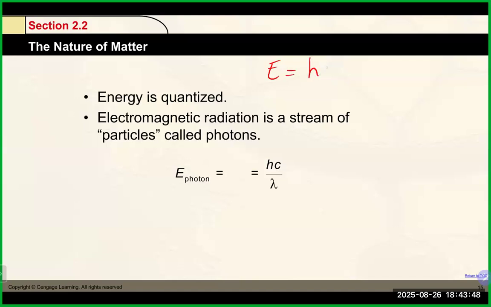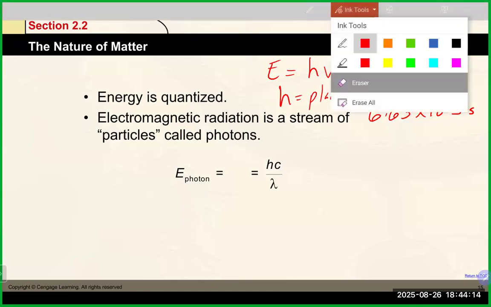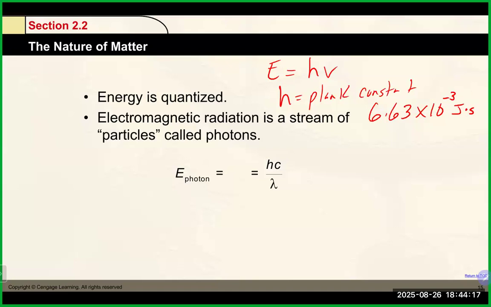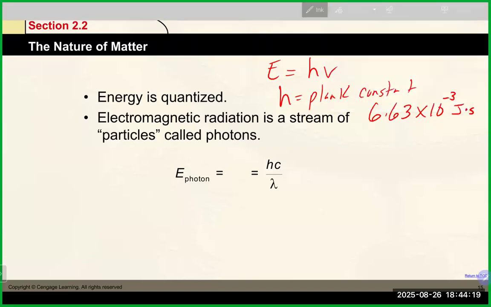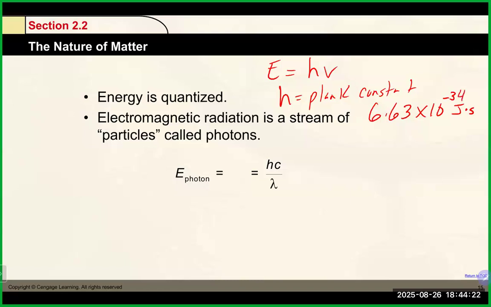By E is equal to h times the frequency. This is the energy that results from a photon of light. h is Planck's constant, and it is a constant, 6.63 times 10 to the minus 34 joule seconds. So that is a value you always have. What that allows you to do is figure out the energy associated with a photon of light if you know the frequency.